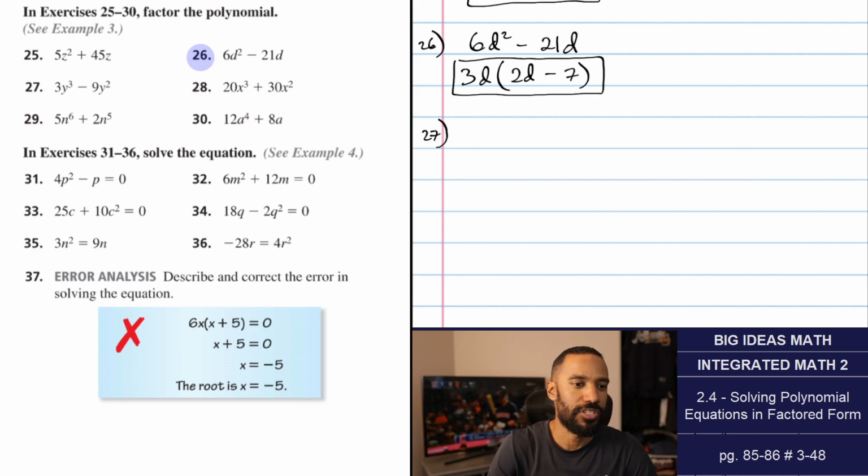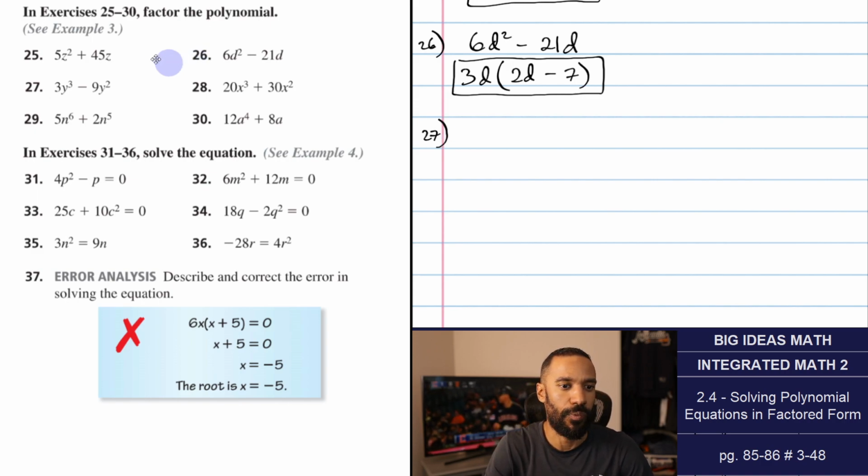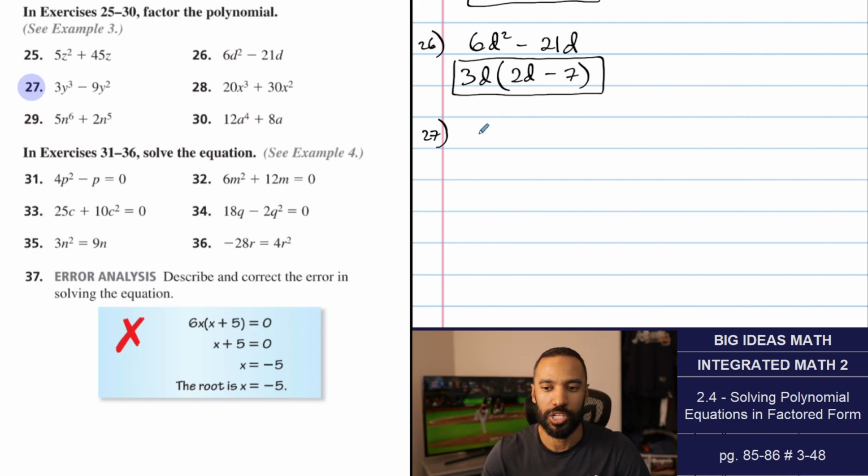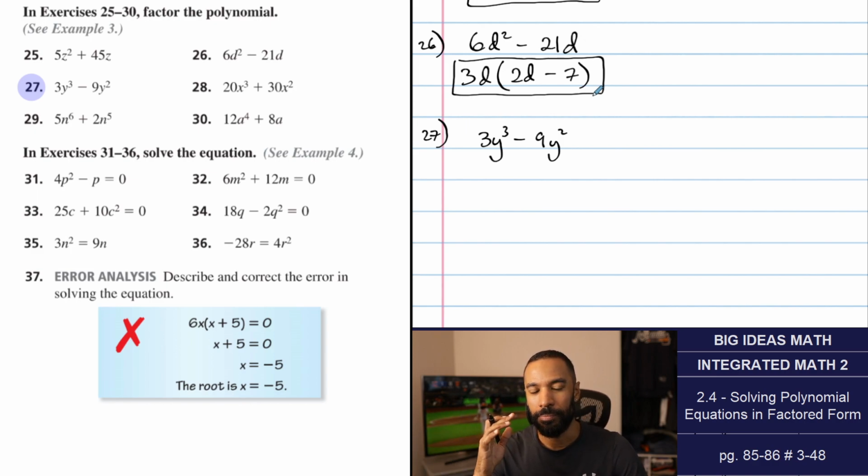Okay, number 27, 3y cubed minus 9y squared. This is our first instance, I think, of seeing something that's more than just being squared to begin with. But we can still, if we have a common factor, go for it. There's something else I want to mention about factoring. It hasn't shown up yet, and I don't know if it will. Depending on the kind of problem, I'll just go ahead and say it to begin with.